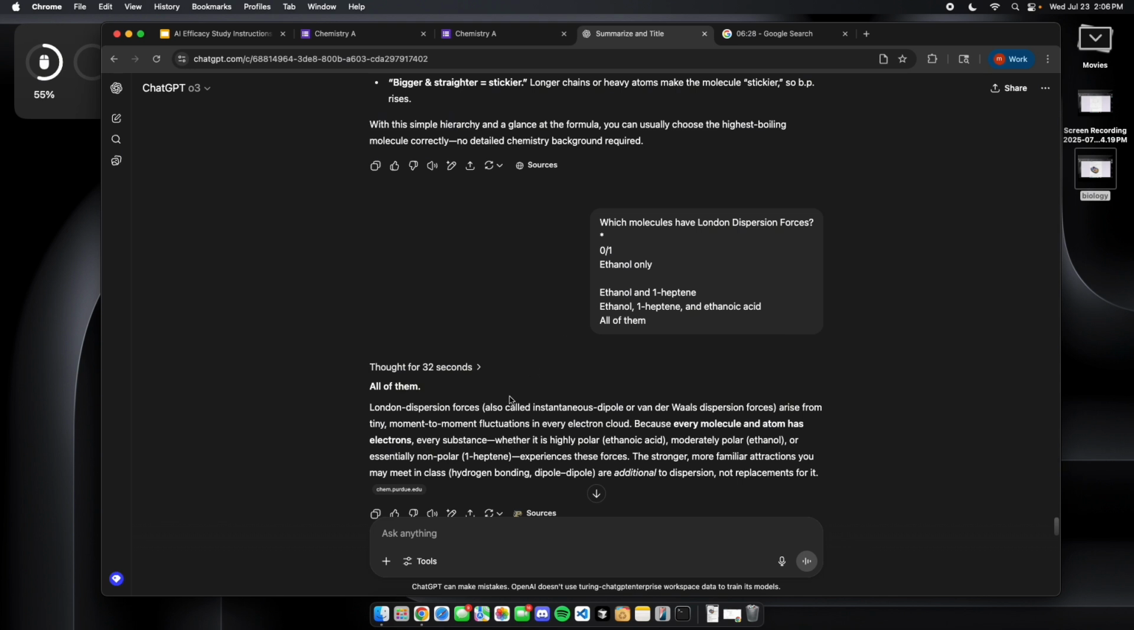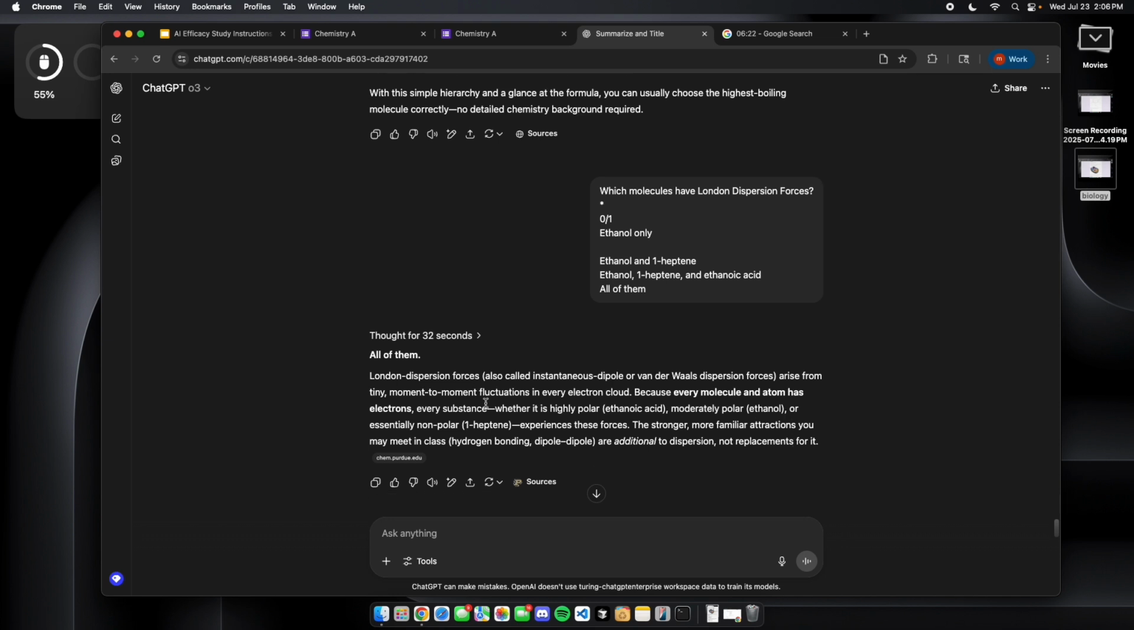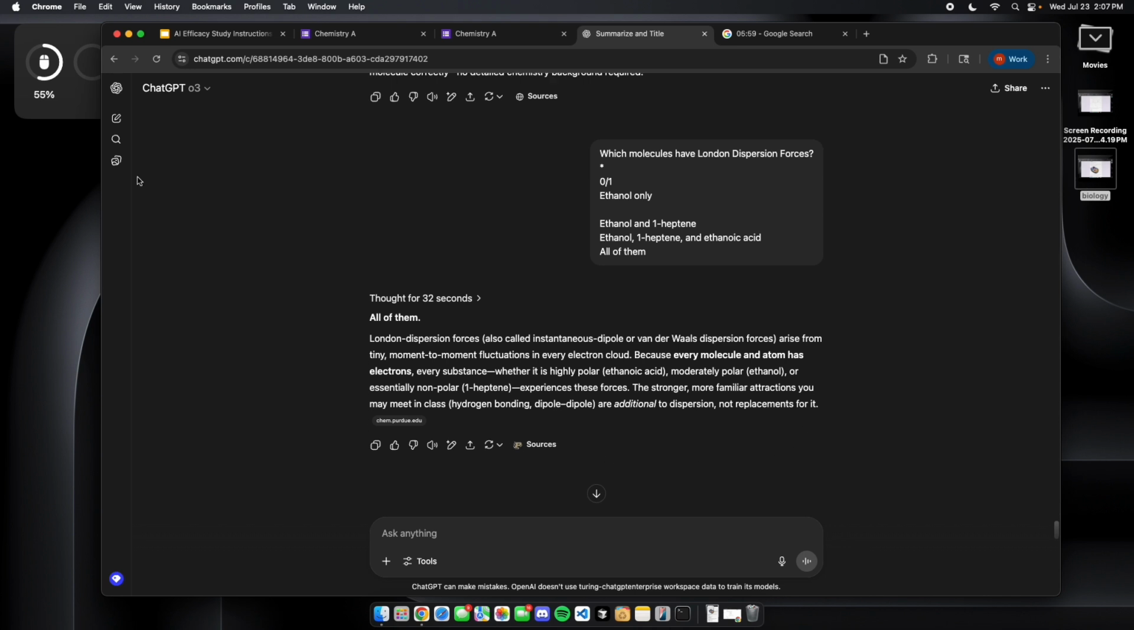London dispersion forces, also called instantaneous dipole or van der Waals dispersion forces, arise from tiny moment-to-moment fluctuations in every electron cloud. Because every molecule and atom has electrons, every substance, whether it's highly polar, ethanoic acid, moderately polar, ethanol, or essentially nonpolar, one heptene, experiences these forces. The stronger, more familiar interactions you may meet in class, hydrogen bonding and dipole, are additional to dispersion, not replacements for it.